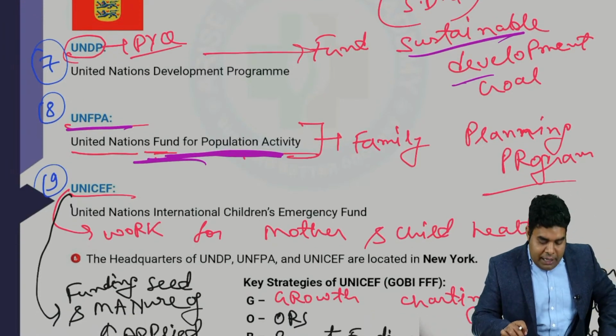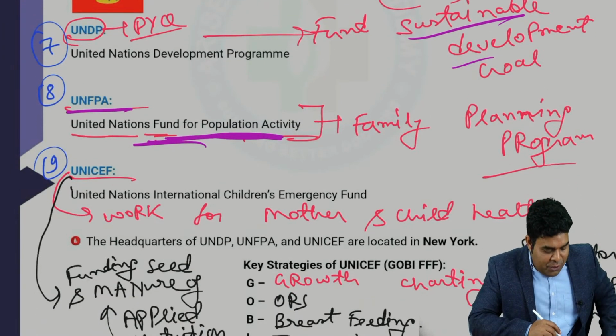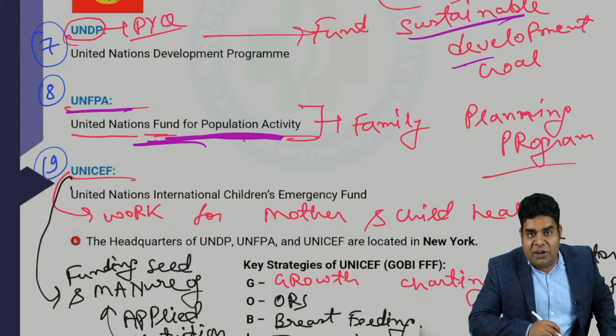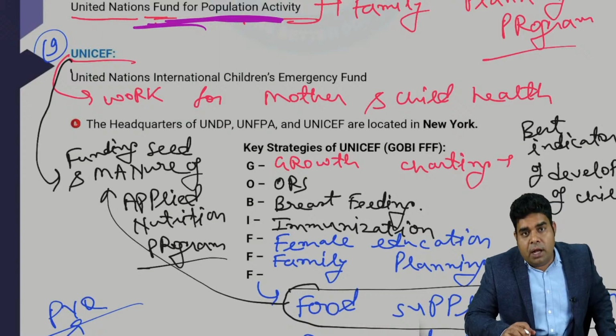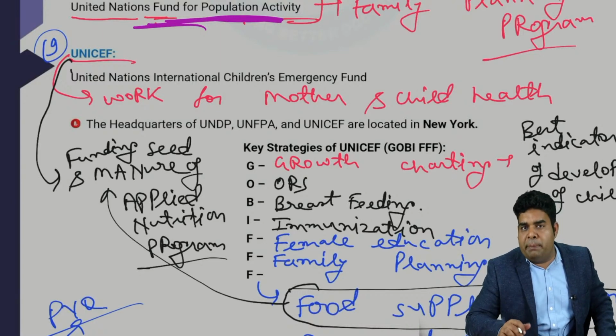Now, next is UNICEF. UNICEF stands for United Nations International Children's Emergency Fund, and it works for mother and child health. Under UNICEF, there is the GOBI-FFF strategy.